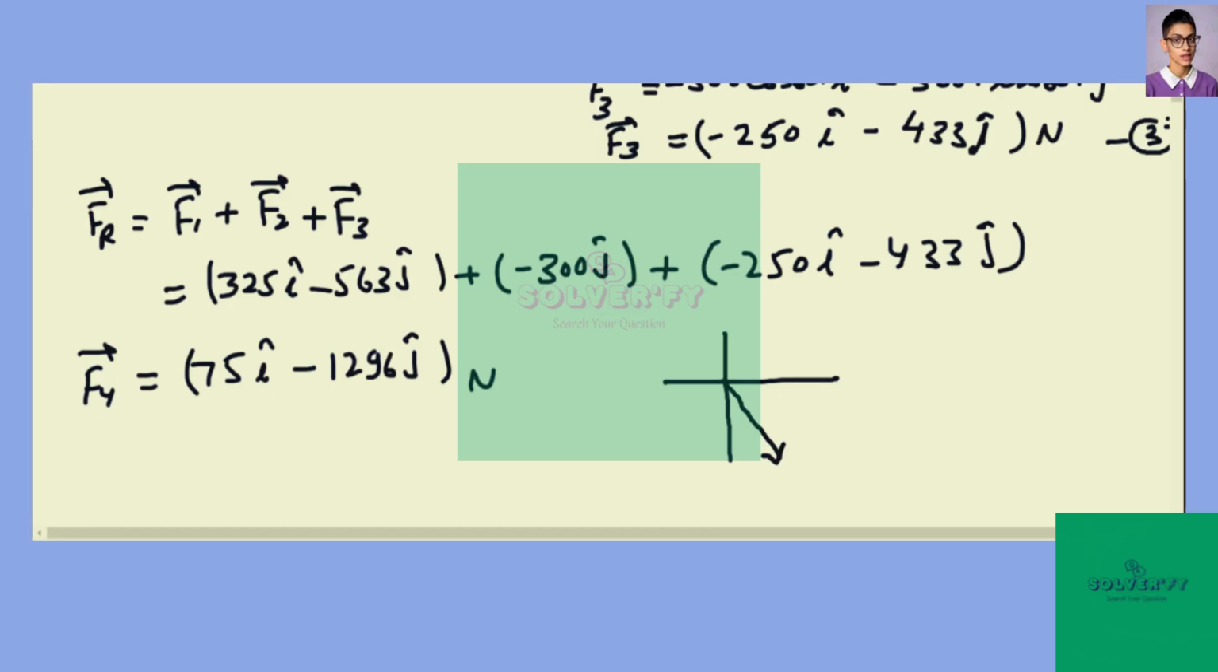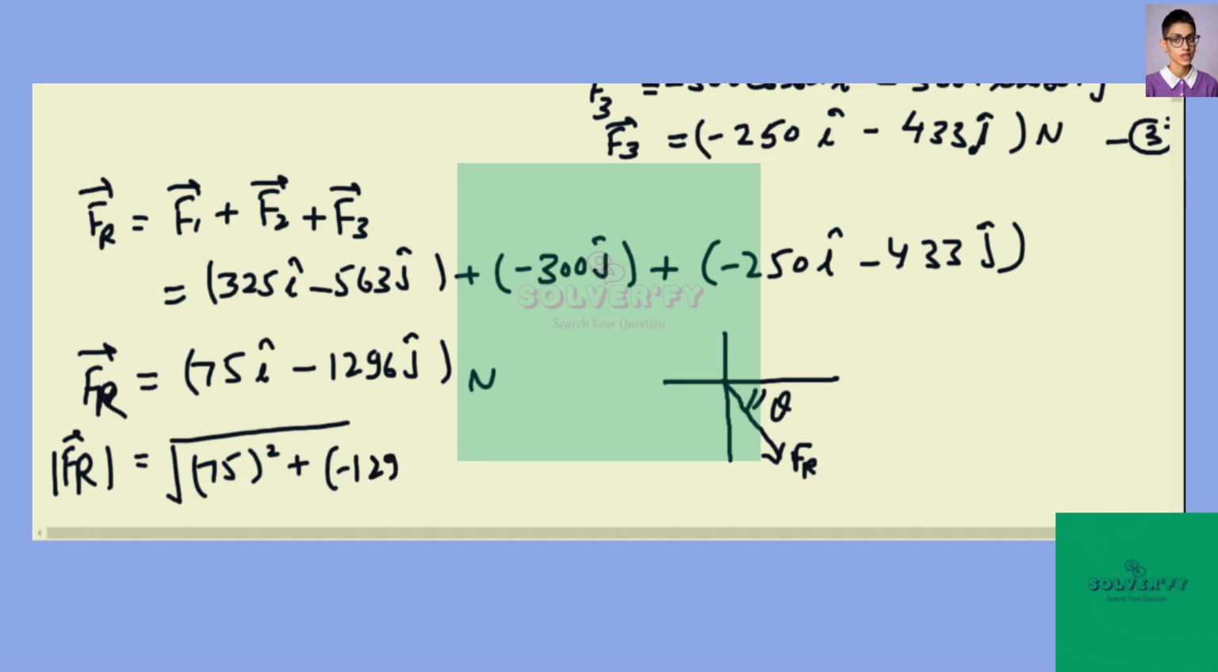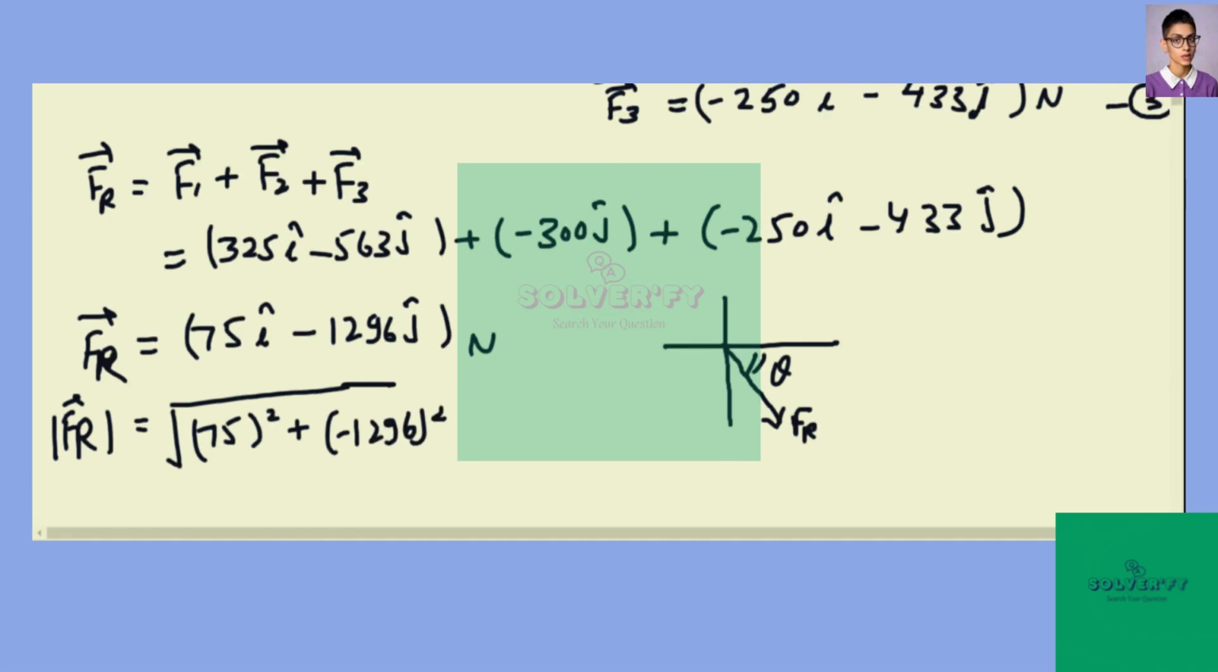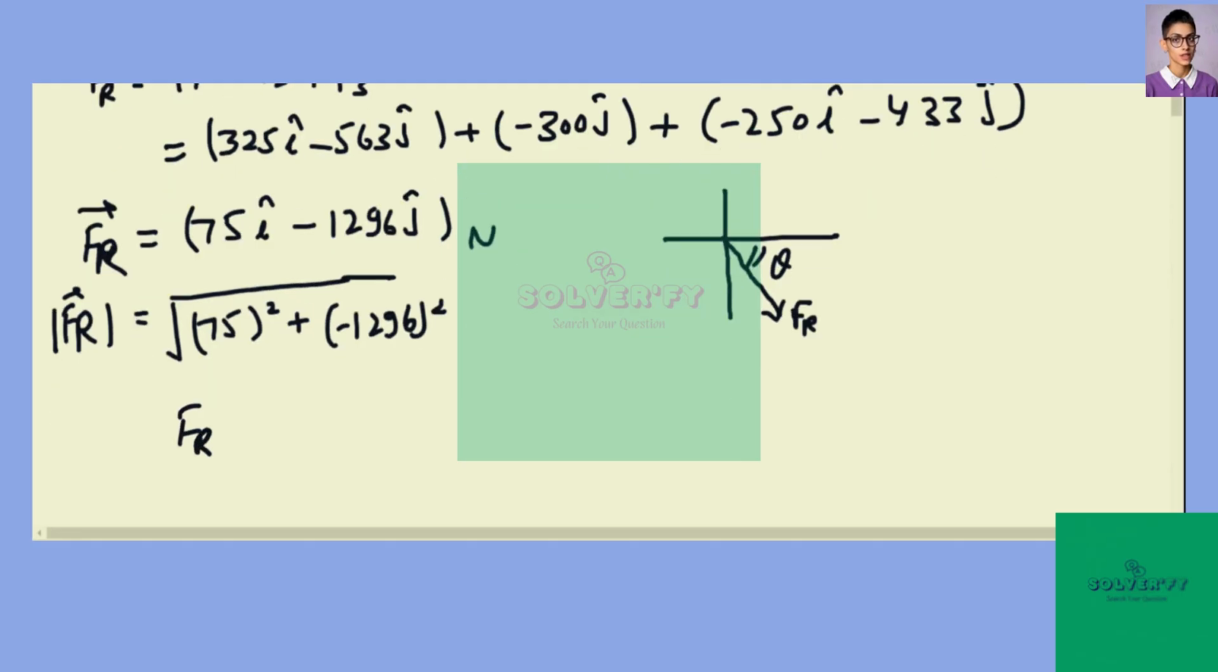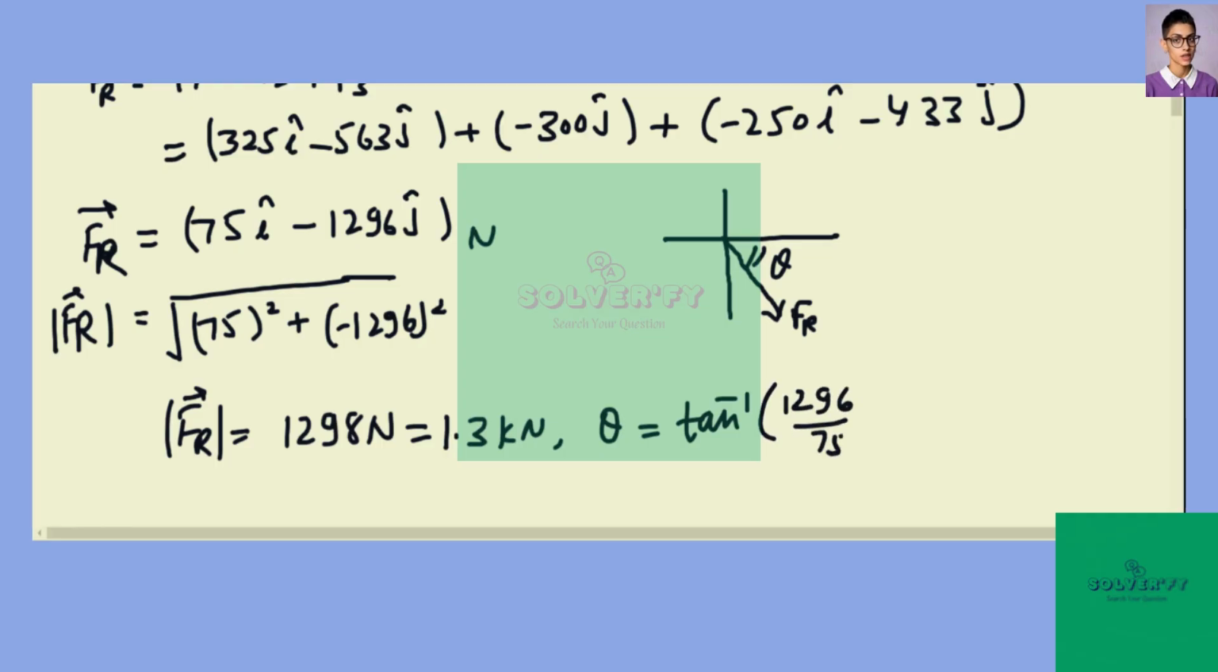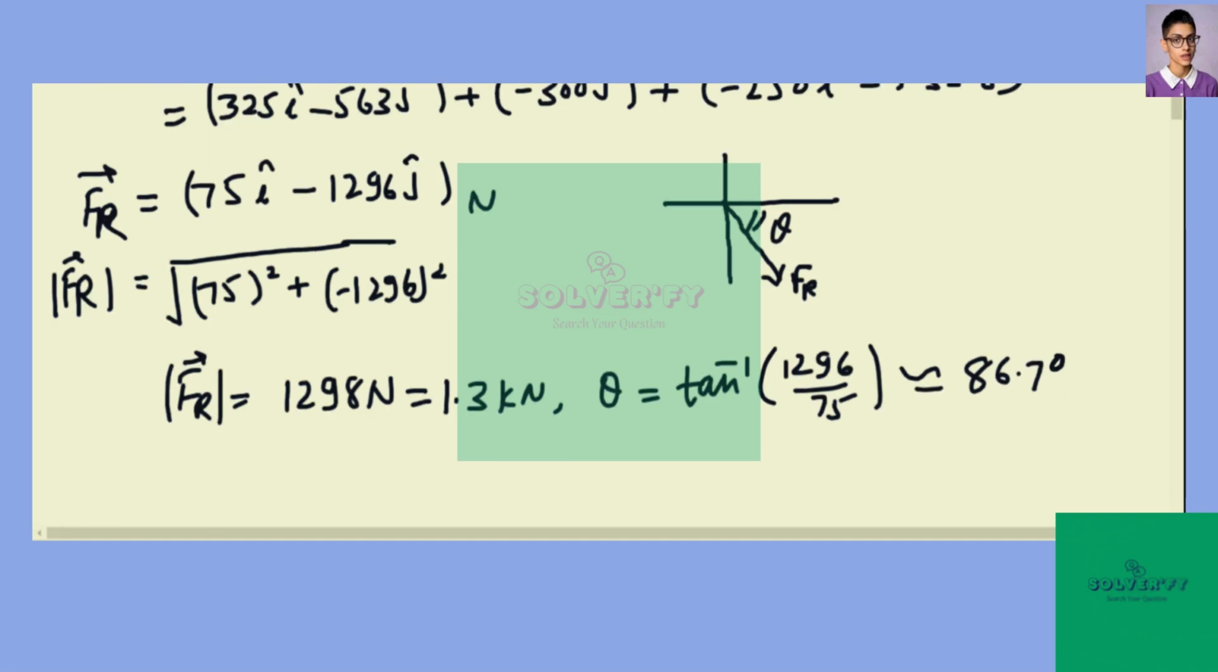Now you can draw the diagram for this force in Cartesian format. So this force will be in this direction and this angle is theta. You may calculate this angle and you can find the magnitude of force. The magnitude of this force having the value root of 75 square plus minus 1296 whole square. So this magnitude of force will be 1298 Newton, or you may write 1.3 kilonewton, and theta will be tan inverse of 1296 divided by 75. So this angle will be around 86.7 degree. So this is the answer for net force.